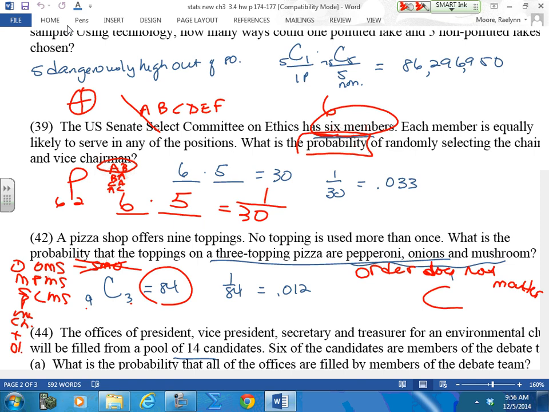How many times do I get a pizza that has onion, mushrooms, and pepperoni on it? How many times will that happen? Once. Because it won't happen like this. Because that's when order doesn't, and that's when order matters. When order doesn't matter, it's only going to happen once. So since they asked for what is the probability, I got to do this first. Find out I can make 84 different pizzas. Unique pizzas. But only one of them is going to be pepperoni, onions, and mushroom.